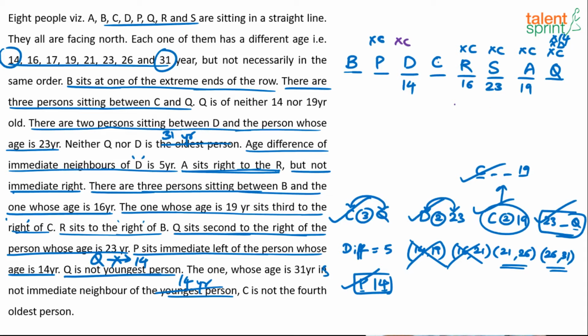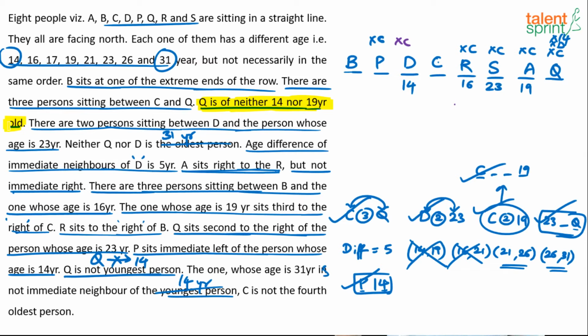Only the ages are left out. Now try to fix the ages. Q is neither 14 nor 19. That is all. I think this point is useless. The point that we have just seen, Q is neither 14 nor 19, is of no use for us. I'll tell you why. Because we already know that this is not possible. See, 14 has been given to D, 19 has been given to A. So it's obvious that Q cannot be 14 or 19. So we don't even need this point. It's a redundant point in my view.